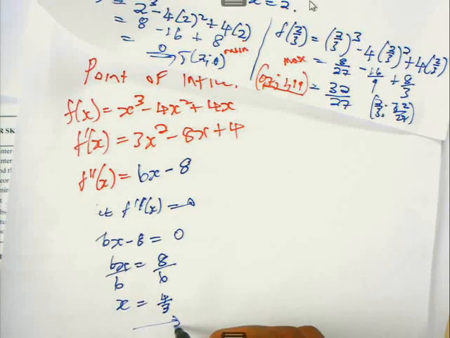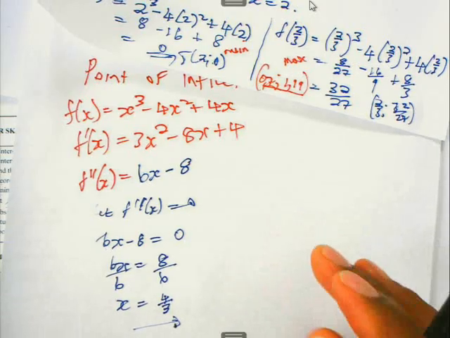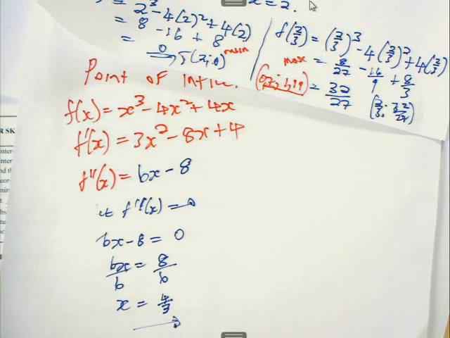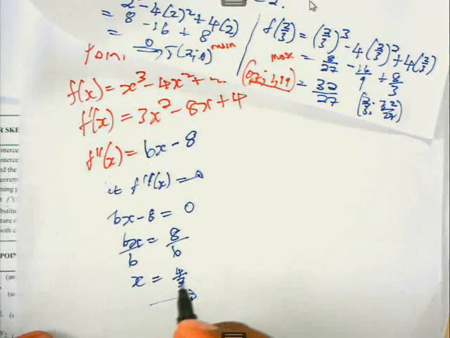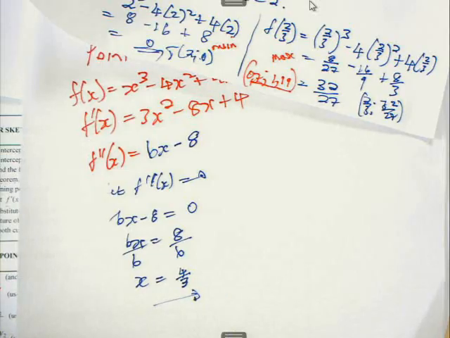This is the x value there at the point of inflection, right? Of course, if they ask you to determine the point of inflection, then it means they're expecting you to have the x and the y. Right, now, from here, once you have the x, what do you do now?